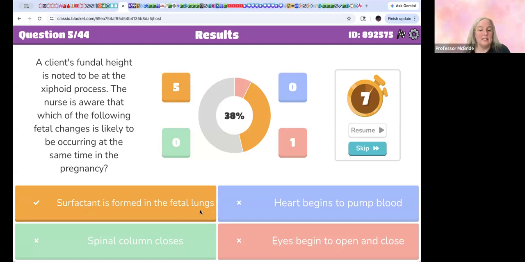So even if we don't know the number of weeks, we can take that question and go, well, if we're at the xiphoid process, she's pretty far along. Then we can think about what's happening for fetal development at different stages of her pregnancy. And so the question said, surfactant is formed in the fetal lungs. When does that happen?